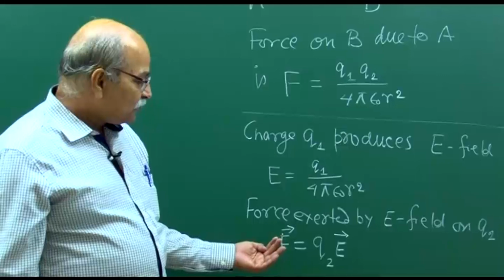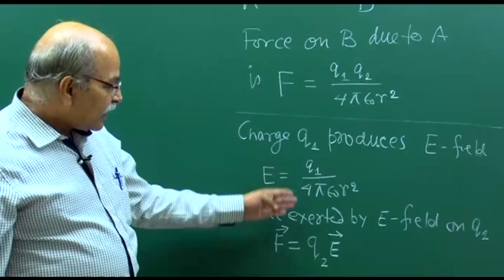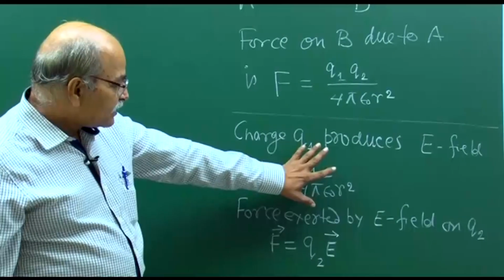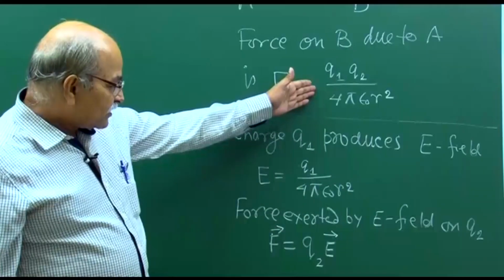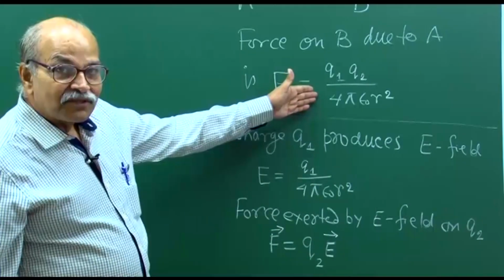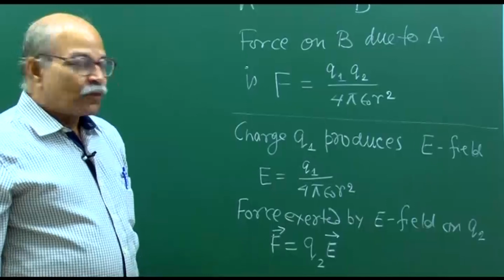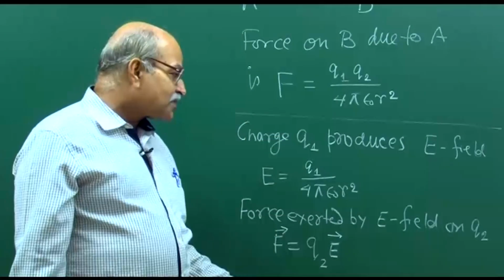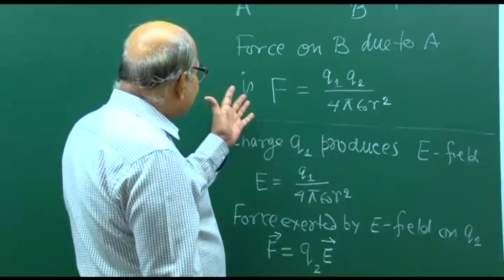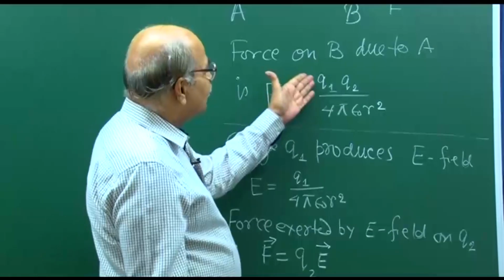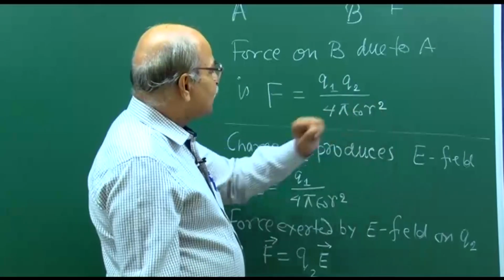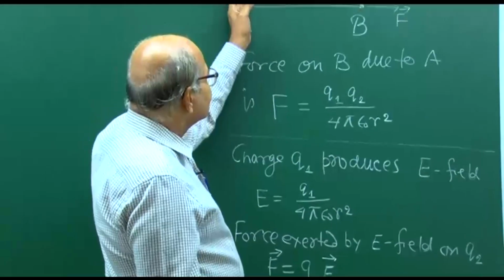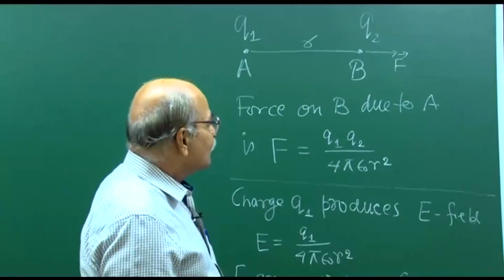So, that is how, if you combine this one and this one, taking proper directions into account, you get Coulomb's law. So why go through this tedious process when I could have said that the force is given by Q1 Q2 by 4 pi epsilon naught r square, and Q1 is exerting force on Q2.